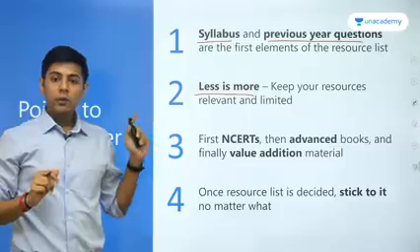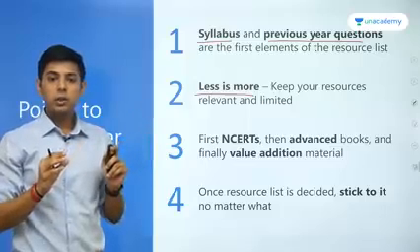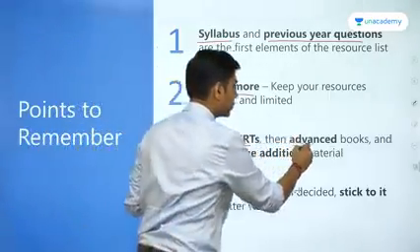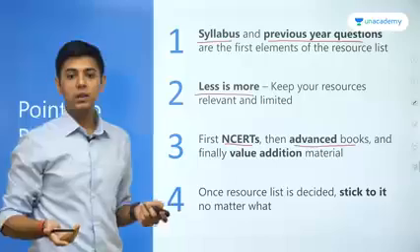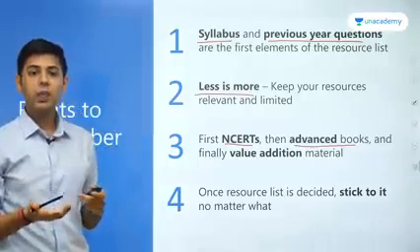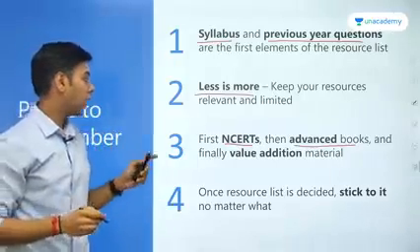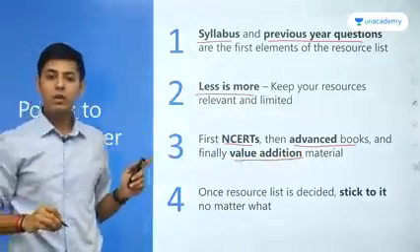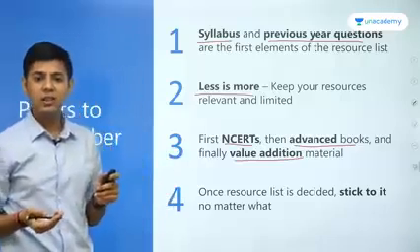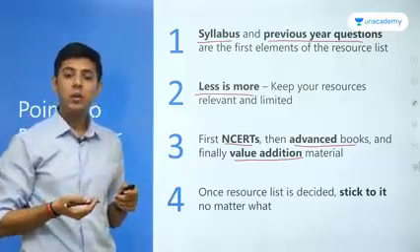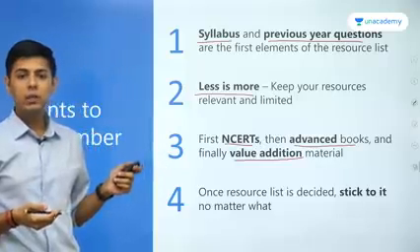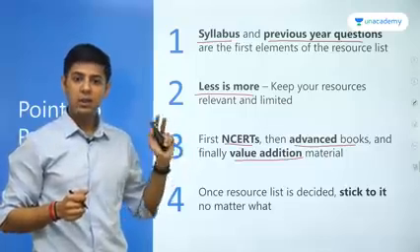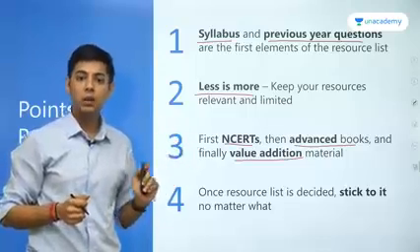Third, the way of reading, how you should proceed with the resource list. First, you should read the NCERTs. Then you should read the advanced books. For example, Lakshmikant, I consider it to be the advanced book for polity, Spectrum for history, and like that. And finally, you read the value addition material. So what do we mean by value addition material? Basically the current affairs magazines, the editorials, any government report. These are the value addition materials which add that extra value to your content. So this is the order. First NCERTs, then the advanced books, and finally the value added material.